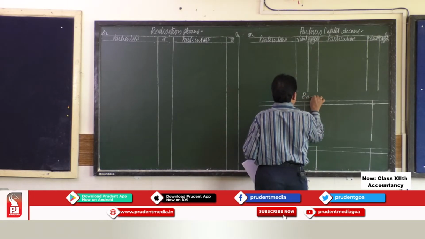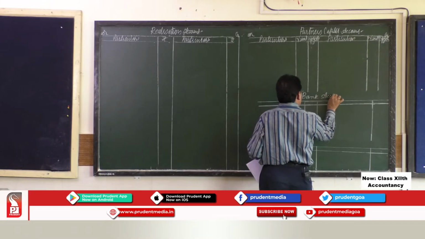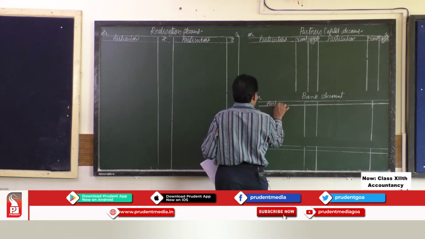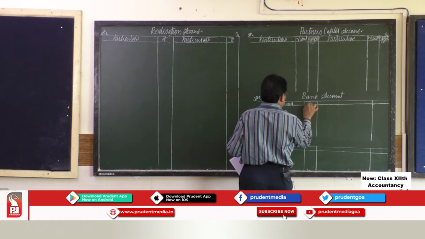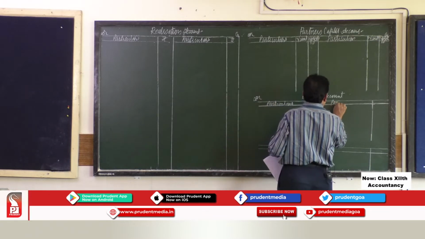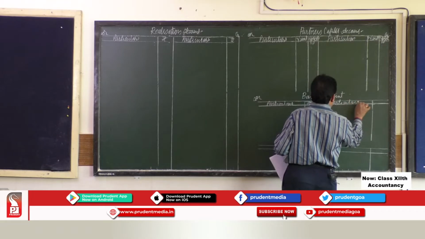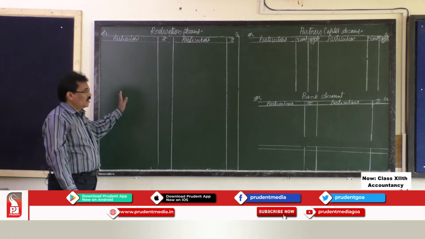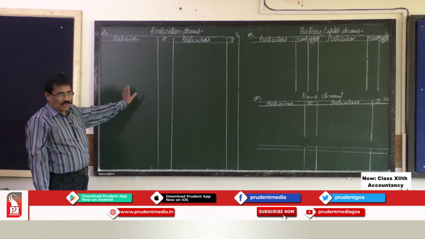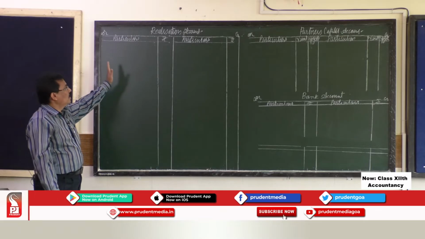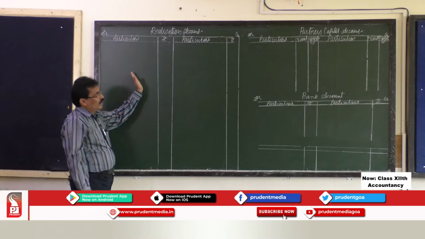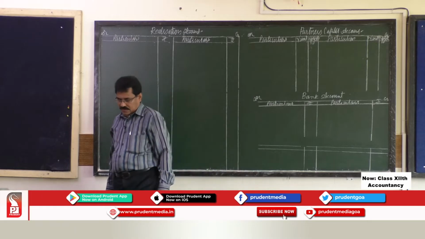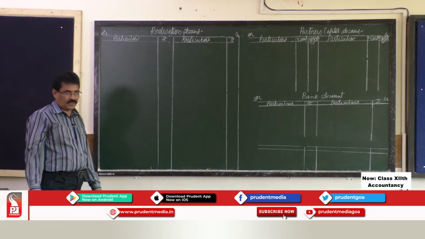Then the third one is the bank account. On the debit side, we write particulars, amount, and credit side also particulars and amounts. So, to settle the books of accounts on dissolution of a partnership firm, normally we prepare these three accounts: first, realization account; second, partners' capital account; and third, bank account. Now, how to go about this?